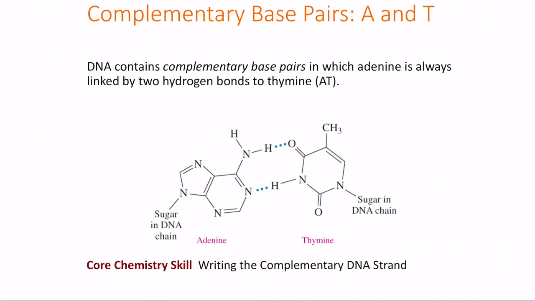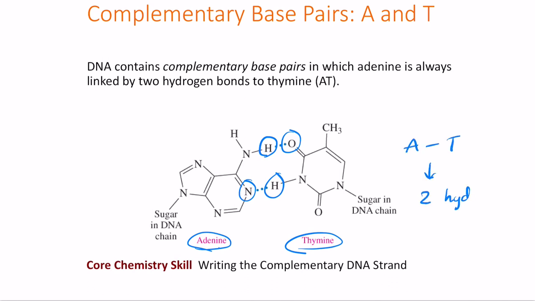Now, the bonding here is a hydrogen bond. Where is the hydrogen bond coming from? If you take AT in the DNA, the AT bond comes from the hydrogen and oxygen: the hydrogen on adenine and the oxygen on thymine, and the nitrogen on adenine and the hydrogen on thymine. So AT involves two hydrogen bonds.